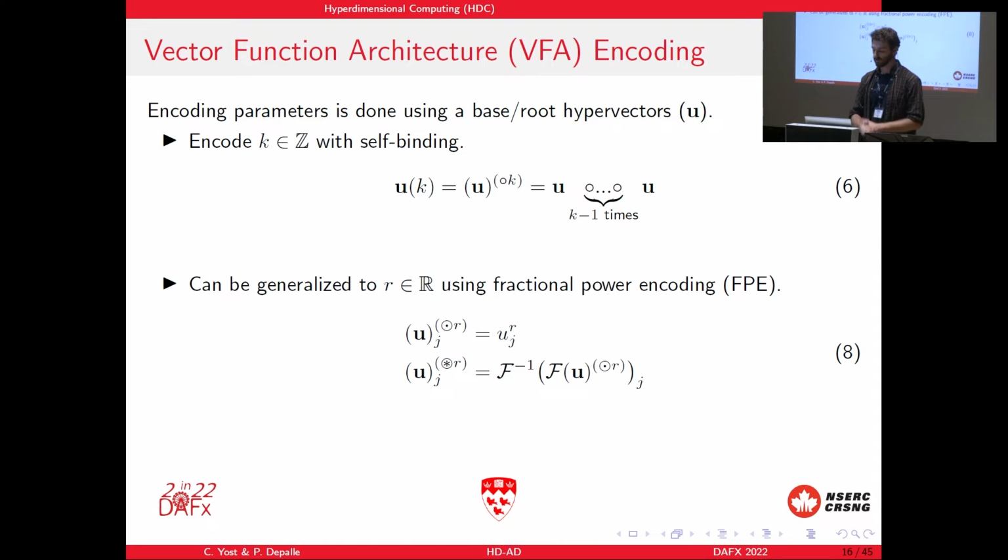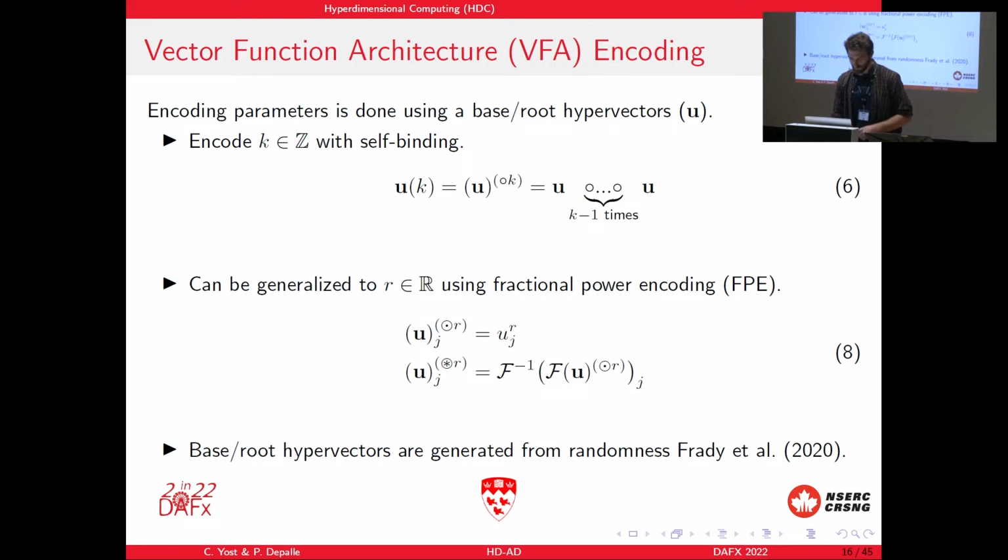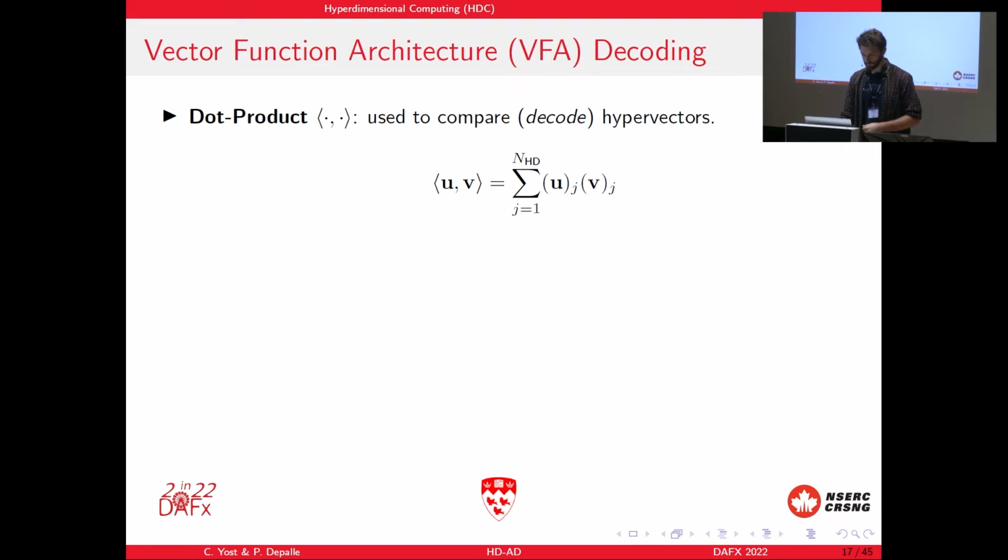And in the case of circular convolution, given the relationship of the Fourier transform, it becomes the inverse Fourier transform of the Fourier transform of the hypervector exponentiated to the value you're encoding. So details in the paper. And an interesting note is that these base and root hypervectors are actually generated from randomness. So that's how to encode objects in HD space.